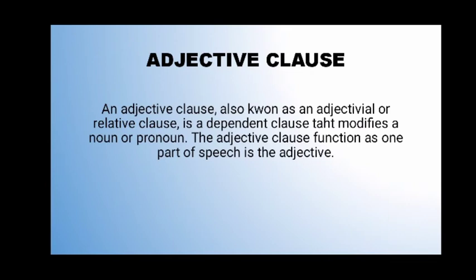An adjective clause, also known as an adjectival or relative clause, is a dependent clause that modifies a noun or pronoun. The adjective clause functions as the part of speech adjective. Adjective clause comes from adjective in English. Adjective clause itself actually begins with several words in English such as who, what, which, that, whose, and where.